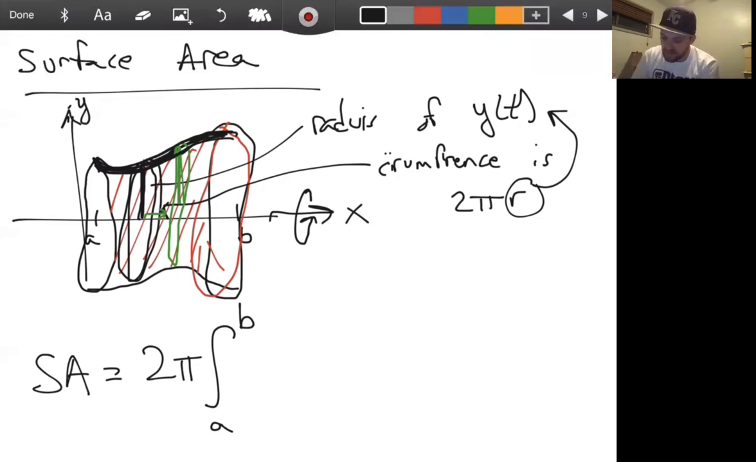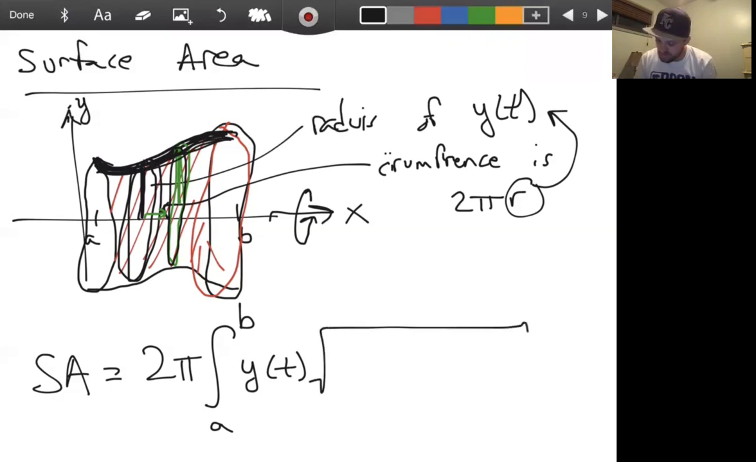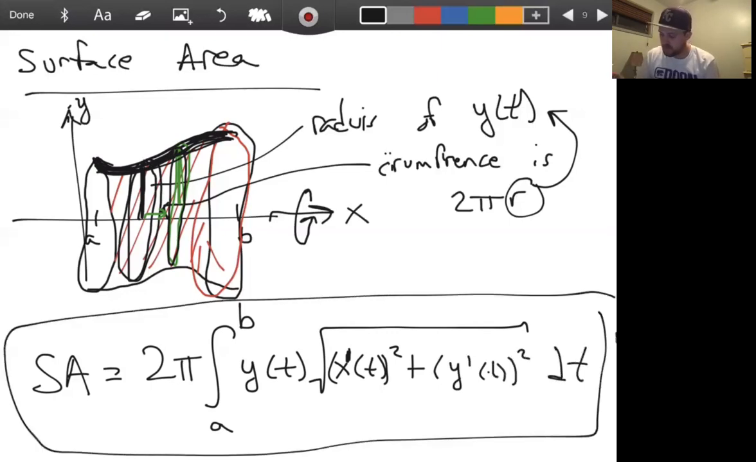So basically, the surface area is found by taking the circumference of these circles times the length of the solid, right? The circumference is given by 2 pi r, which is 2 pi times y of t, times the length of the solid. And the length of the solid was given by the arc length of the parametric curve that we started with. So that means the formula for surface area is 2 pi integral from a to b of y of t times square root x prime of t squared plus y prime of t squared dt. And there's our formula for surface area.